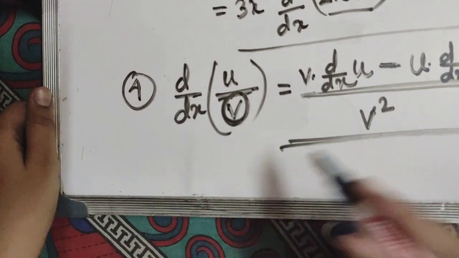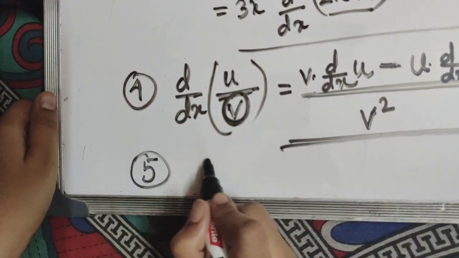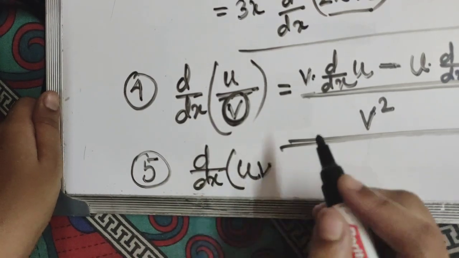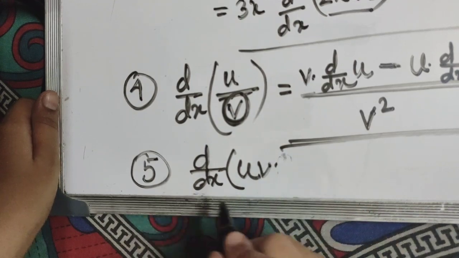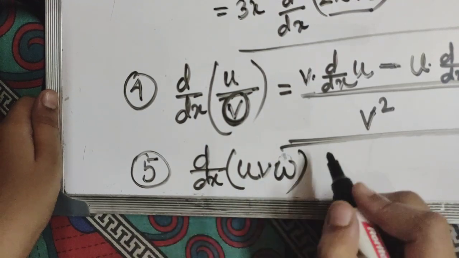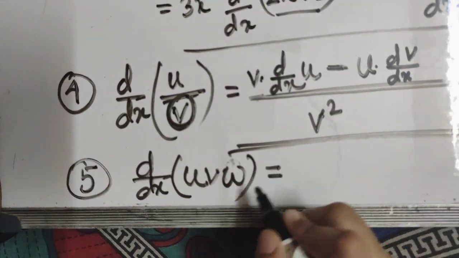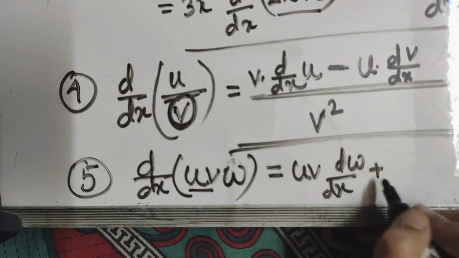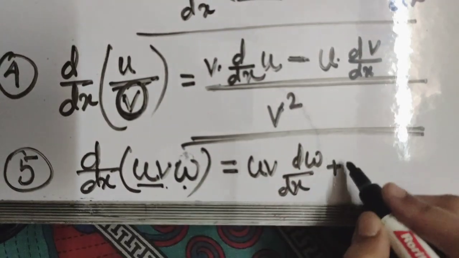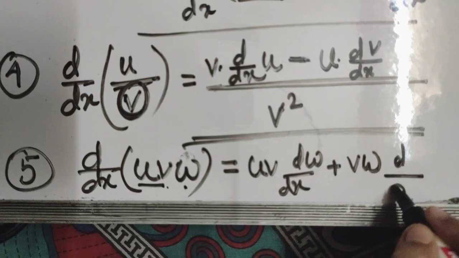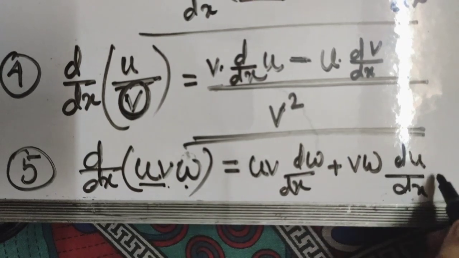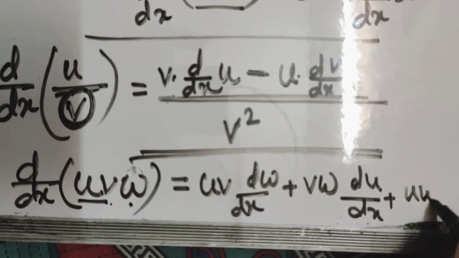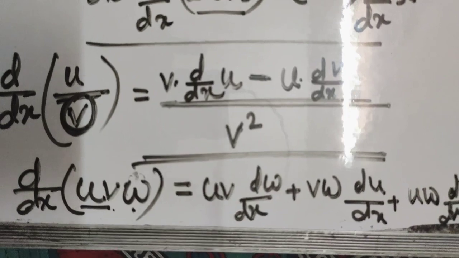And the last one is if there are three functions of x in multiplication form, that means d/dx of u, v and w, okay? Then what can we do here? That is uv into d/dx of w, and similarly vw into d/dx of u, plus another, uw into d/dx of v, okay?